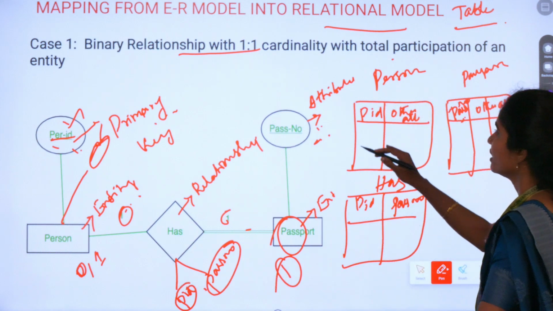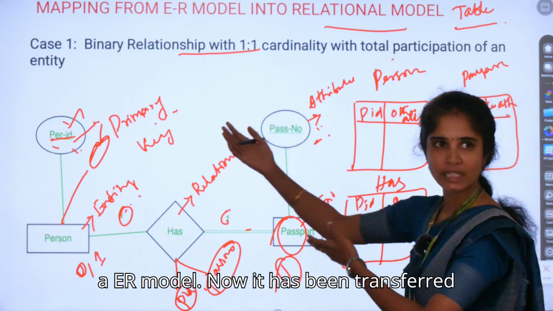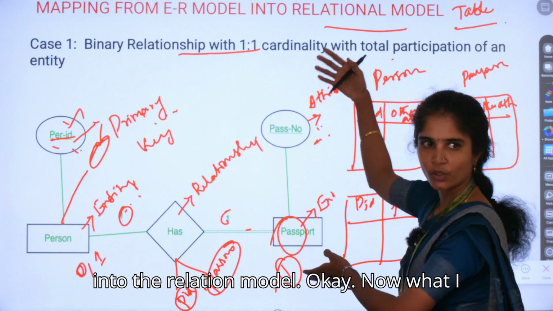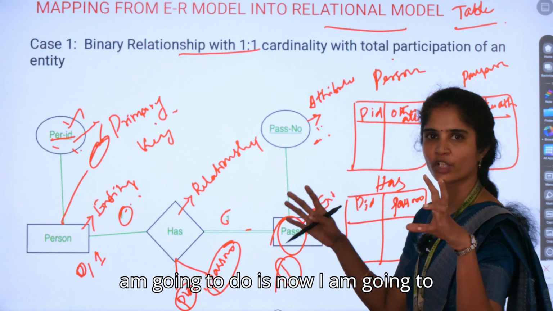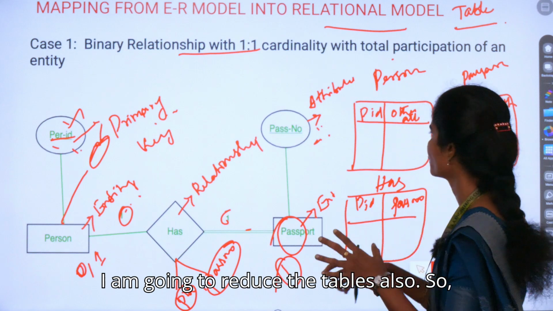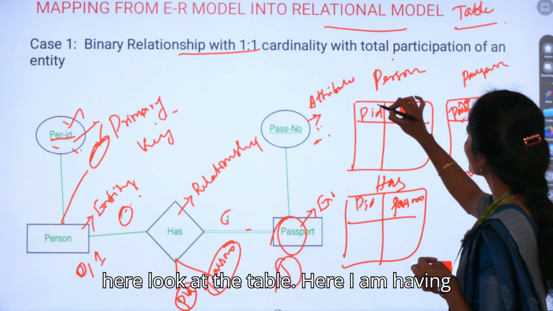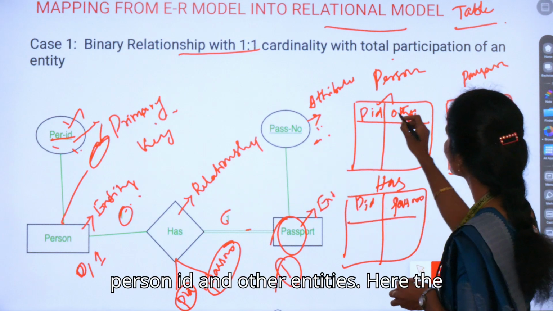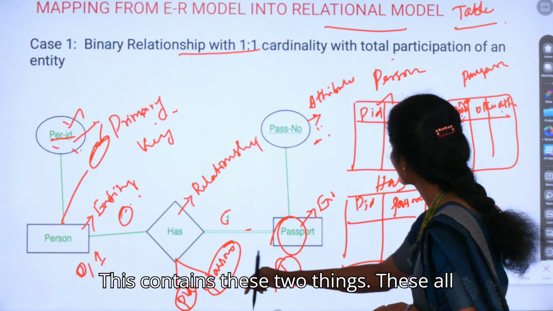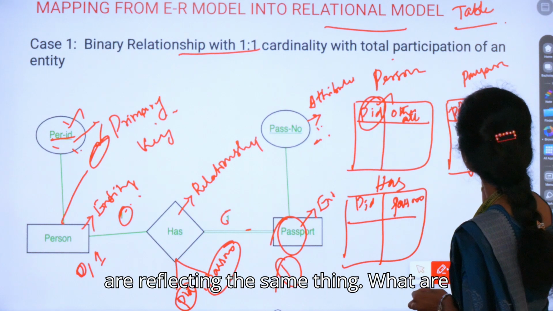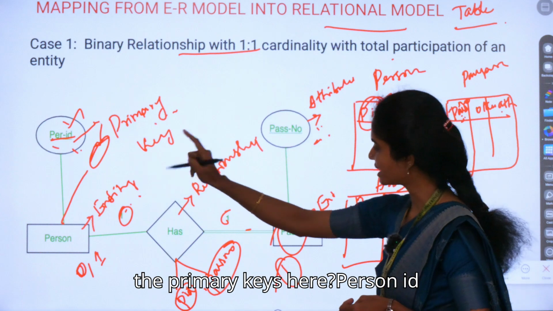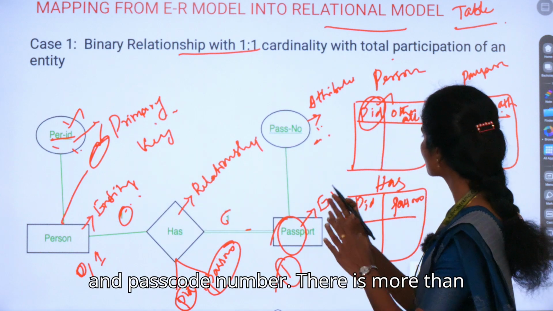Okay, so this ER model has now been transferred into the relation model. Now I am going to summarize the tables into the simplest form. I am going to reduce the tables also. So look at the tables: here I have person ID and other attributes, here the passport number and other attributes, and this one contains these two things. These all reflect the same thing. What are the primary keys here? Person ID and passport number. This is more than enough for you.